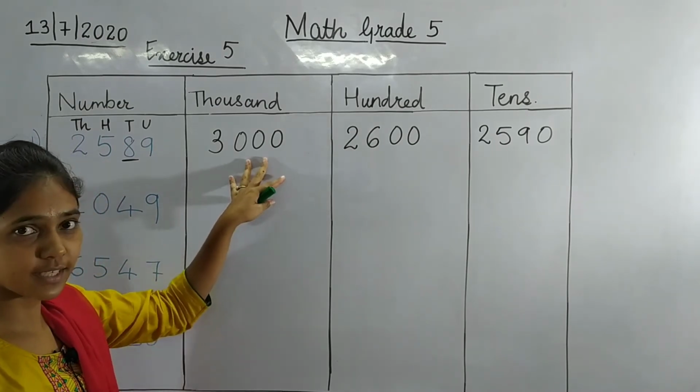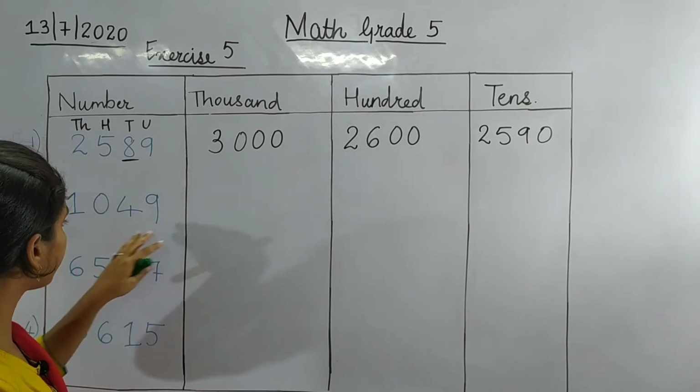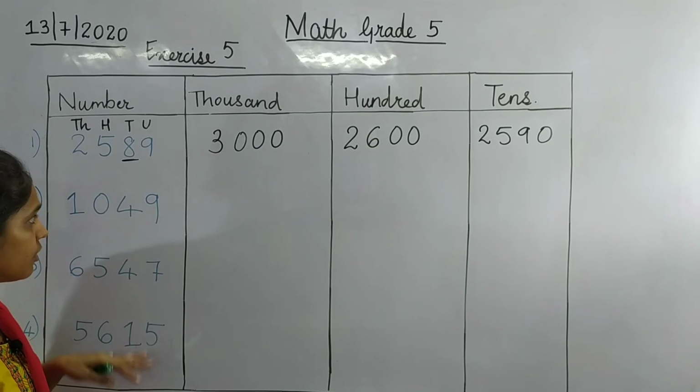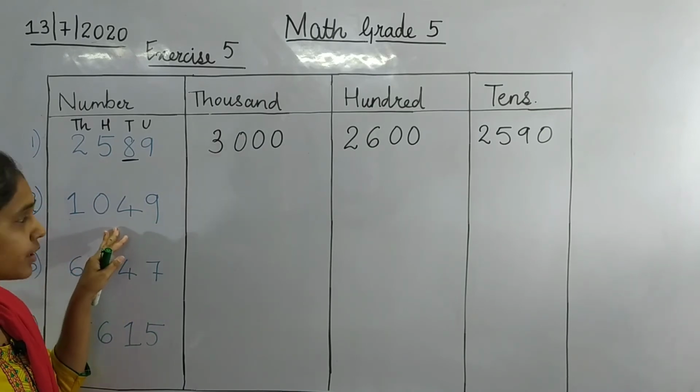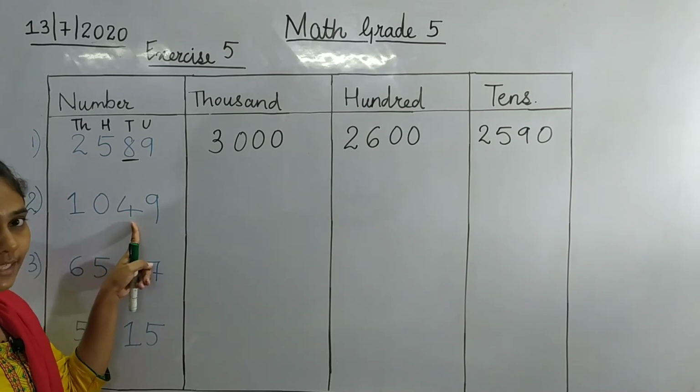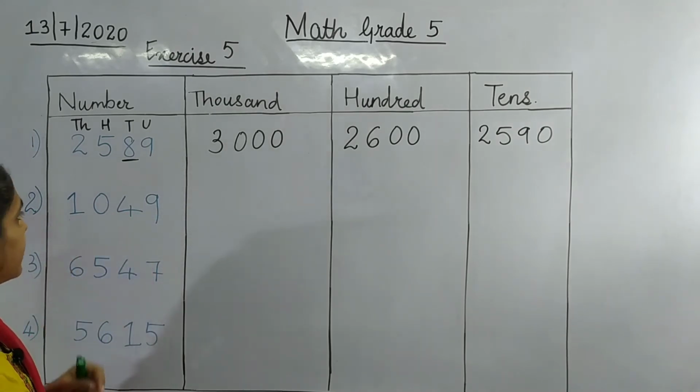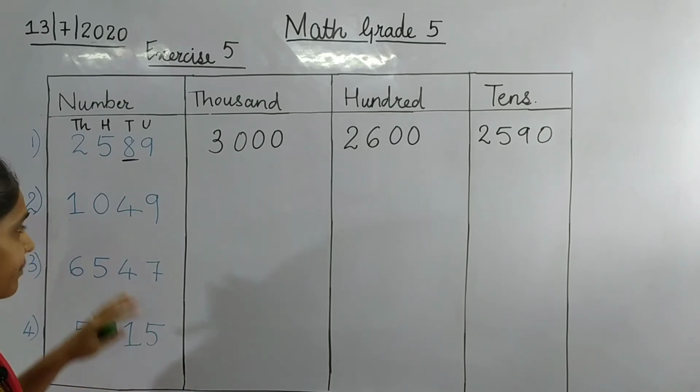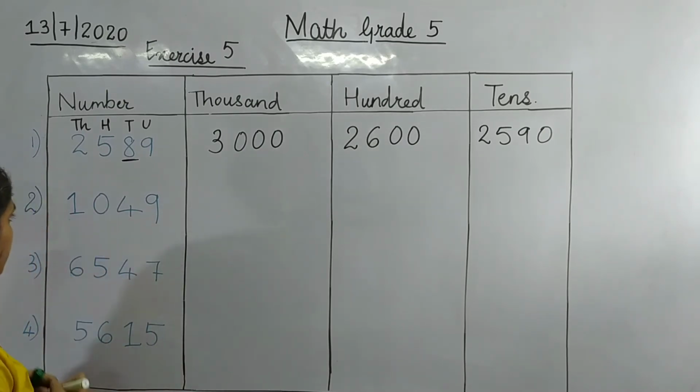Everyone has understood the first example, okay? Similarly, we have to solve the other examples also. We have to round off each number to its thousands place, then hundreds place, and then tens place. So let's see the next example now. In the next example, which is the number in the thousands place? 1. 1 is the number in the thousands place.